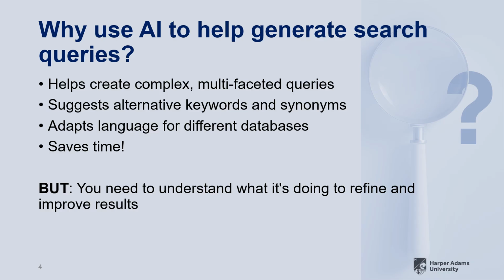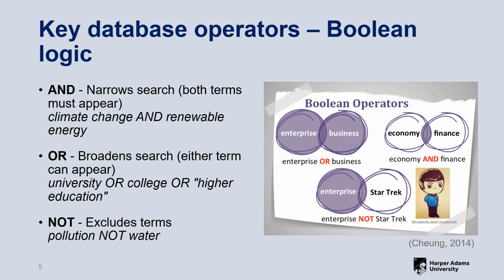So why use AI to help generate your searches? AI is brilliant for creating complex, multi-layered search queries, suggesting alternative keywords, and adapting your language for different databases. It saves you time, but remember, it's important to understand what the AI is doing so you can refine your results. Now let's review some essential techniques which can elevate your searches.